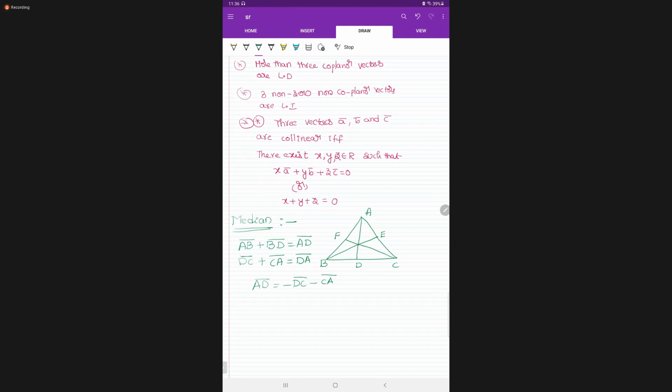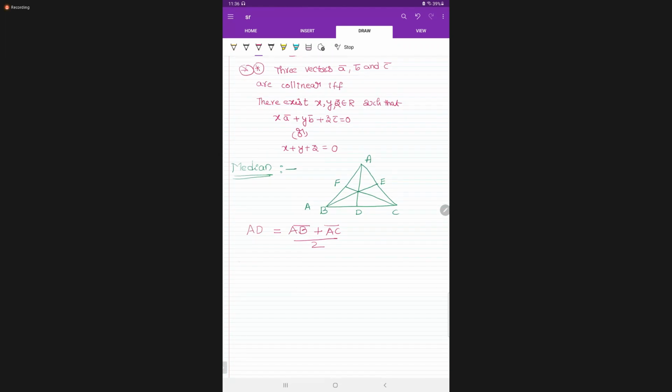Students? Hello? Respond, students, all of you. I am writing these proofs directly, but there is no need for you to do so, just write the formula. AD bar is equal to AB bar plus AC bar by 2. Similarly, BE bar is equal to BA bar plus BC bar by 2. CF bar is equal to CA bar plus CB bar by 2.